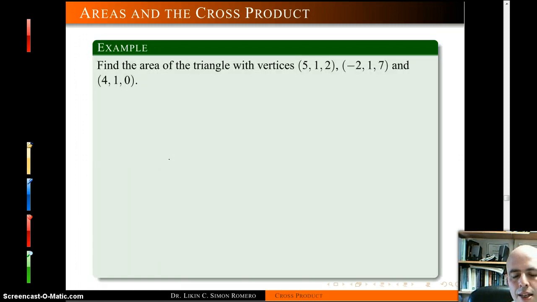So let me give you an example of how you can find areas by using the cross product. Find the area of the triangle with vertices, those points in space. So the idea is going to be the following.